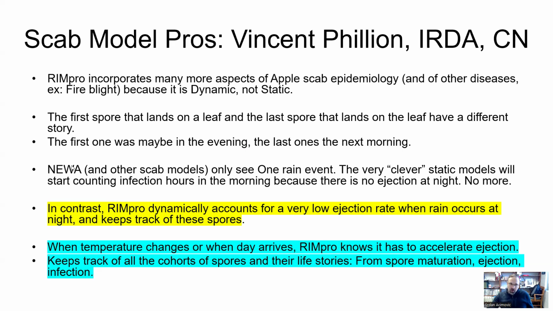What happens in the NUA model for scab is that the model sees only one rain event, and this model is static. It basically starts counting the infection hours when the rain started. If the rain started during the night, then the infection should not happen. But if the model starts counting the infection hours in the morning because the light occurs, so this is just a yes or no, digital response. It doesn't do anything else.